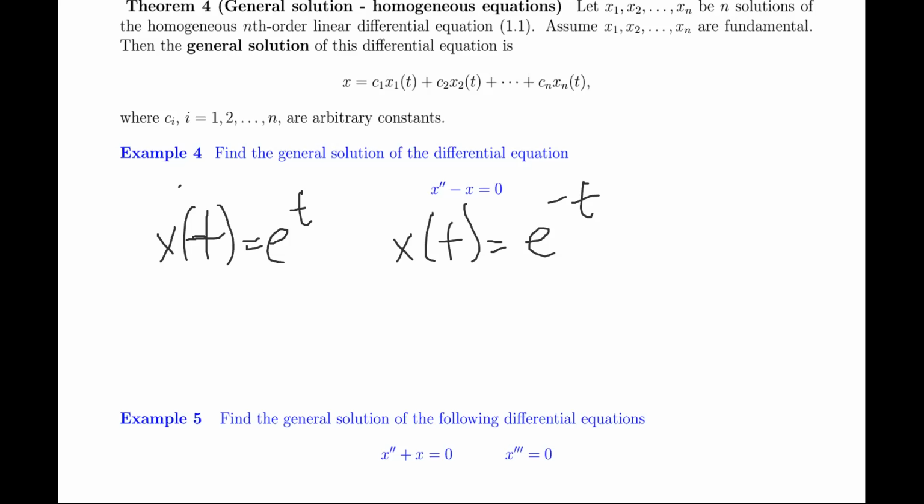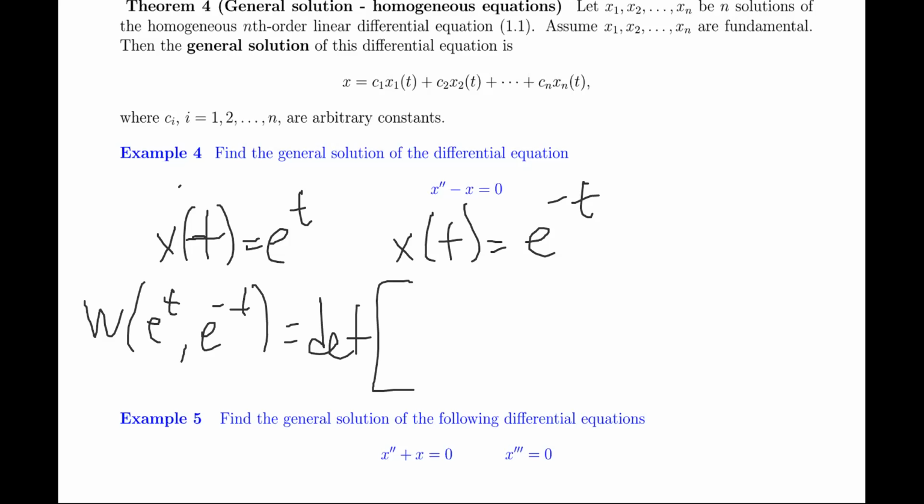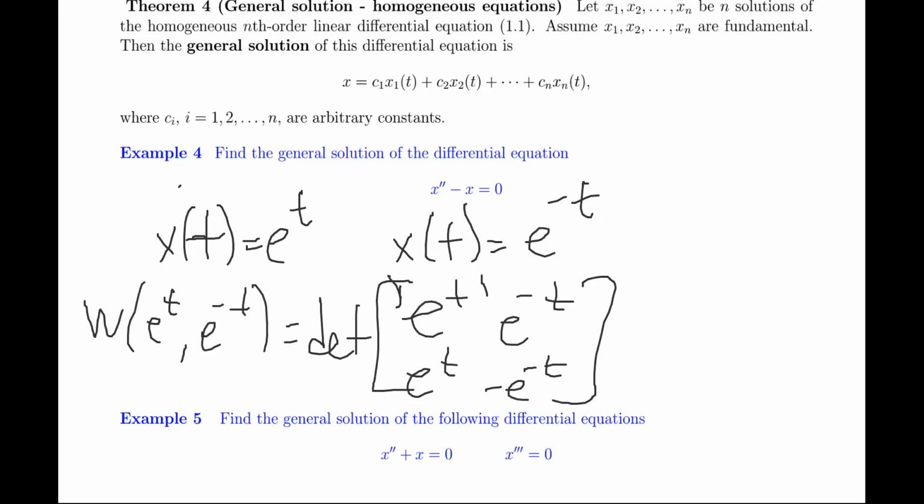Now, do those two functions form a fundamental set? Well, we can verify this by finding the Wronskian, which is the determinant of this matrix. We write our one function, we write our other function here, and then we take the derivative of the first function, write it there, the derivative of the second function, and put it there. And then we calculate this determinant.